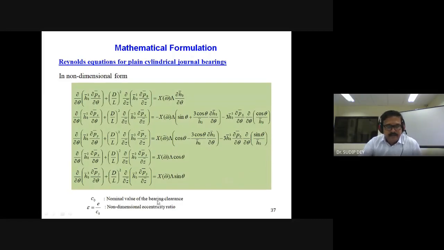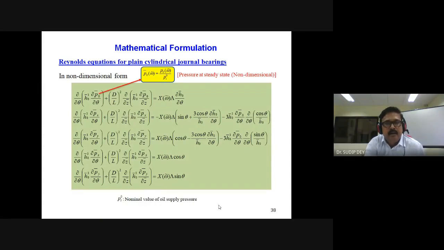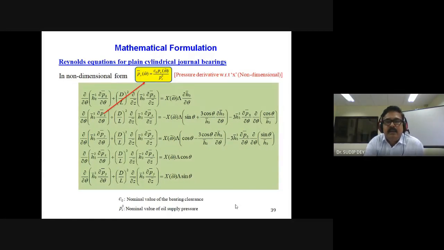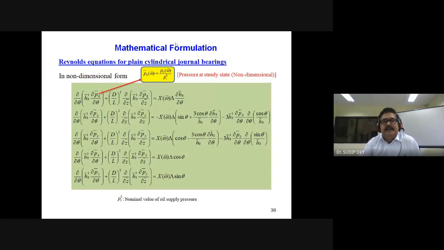Here you see C0, which is the nominal value of the bearing clearance. Epsilon is the non-dimensional eccentricity ratio. Coming to the individual parameters one after another: the first parameter, P0, we call the pressure at steady state, which is taken in non-dimensional form, and PS is the nominal value of the supply pressure. Next, we have PX, which is the pressure derivative. After it, we have put omega cap, which indicates the degree of stochasticity. So this PX value, and in the earlier case this P0 also, is changing. It is subjected to changes in the entire domain.